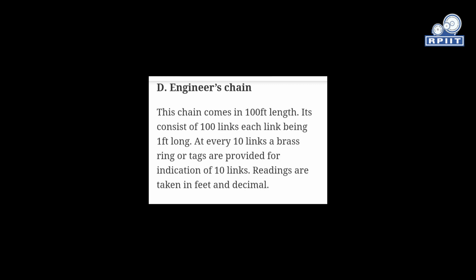Fourth is engineer chain. This type of chain has a length of 100 feet, and it consists of 100 links, and each link is 1 foot long. At every 10 links, a brass ring and tag are provided as an indication of 10 links. Readings are taken in feet and decimals.